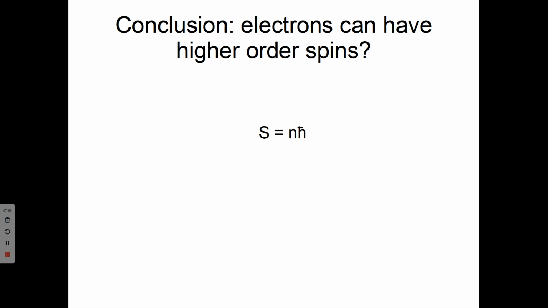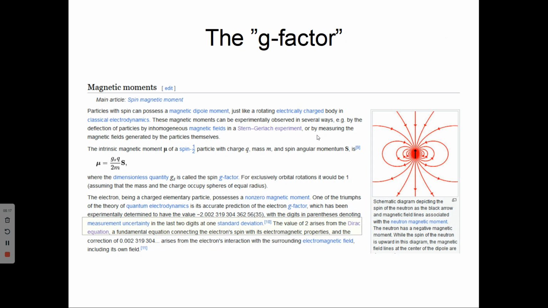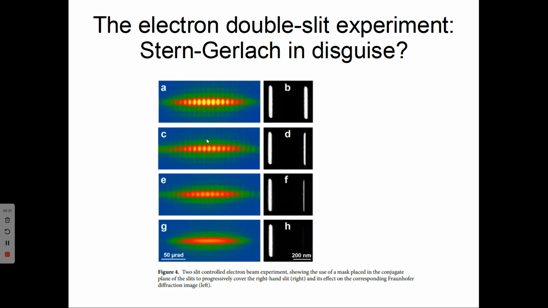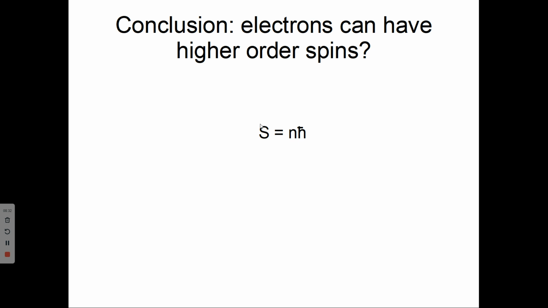Because is the conclusion then, based on the experiments, that electrons can indeed have higher order spins, that the electron spin is in fact an integer multiple of h bar and not just simply plus minus 1/2 h bar, as we're being constantly told? Because if you recall, experiments do show that the quantum is h bar, and if this shows several spots here, then, well, maybe we arrived at this conclusion.